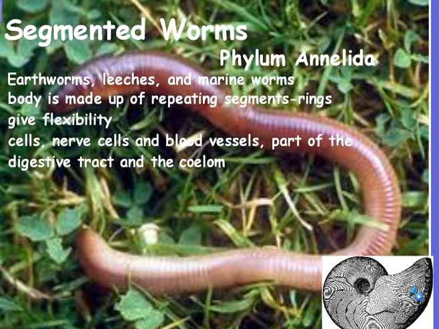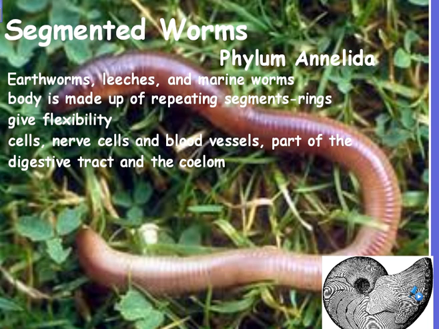So, segmented worms. This is in phylum Annelida. Now, this includes earthworms, leeches, and marine worms. Now, obviously, with the name segmented worms, their body is made up of repeating segments or rings. This helps give them some flexibility and movement.